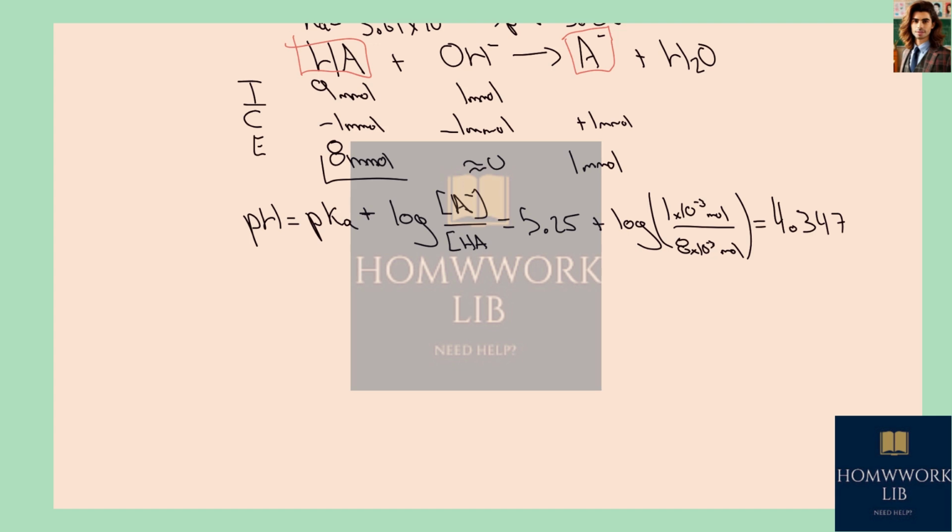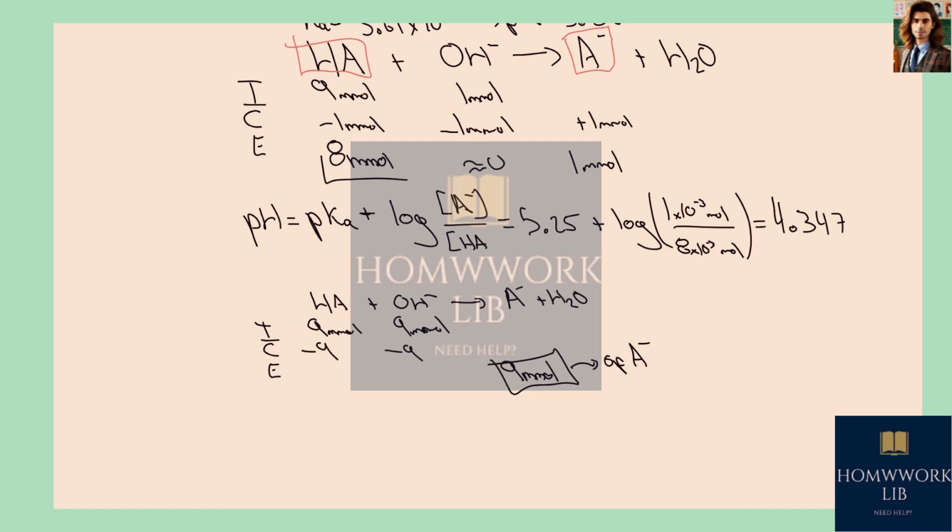I'm going to skip doing the ICE table again, but what I want you to notice is that at the equivalence point, I have added the same amount of OH minus as I have of HA. So that means that at equilibrium, assuming that the reaction is complete, I'm going to have 9 millimole of A minus. You can verify the ICE table again. Here it would be -9, -9, something close to zero, something close to zero, and 0 plus 9. And that would be all, right?